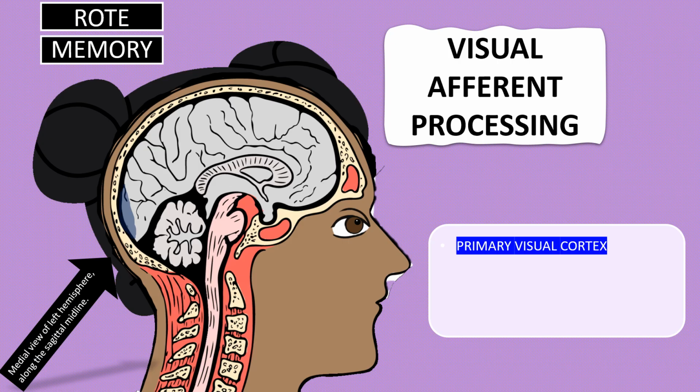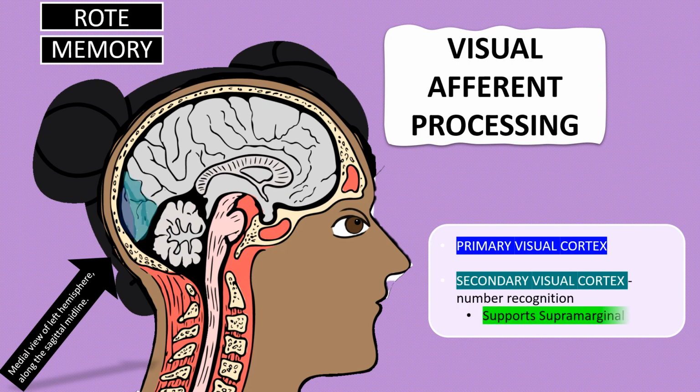This region is often referred to as Brodmann Area 17 and is responsible for the initial processing of light, colors, and motion that prime the signals for identification in subsequent areas. Next, the afferent input visual information passes into Brodmann Area 18 in the secondary visual cortex for recognition of numbers and symbols. This recognition of numbers supports the supramarginal gyrus that we will discuss next as part of the dorsal stream.